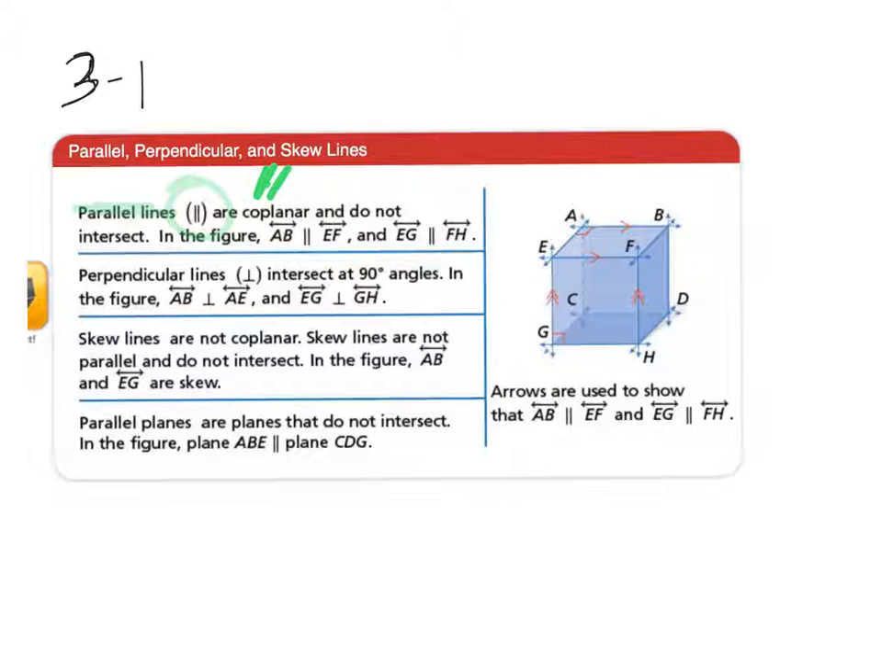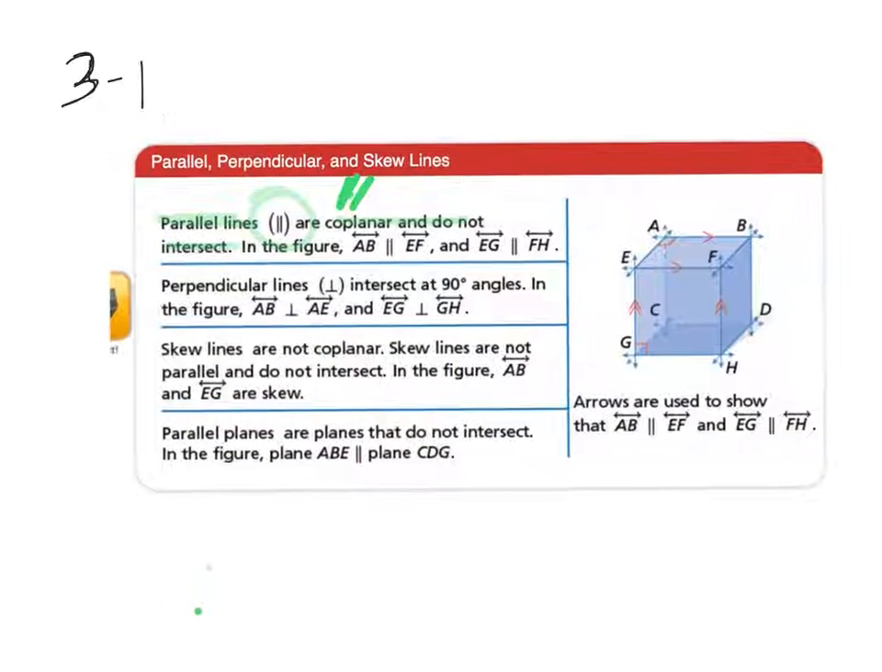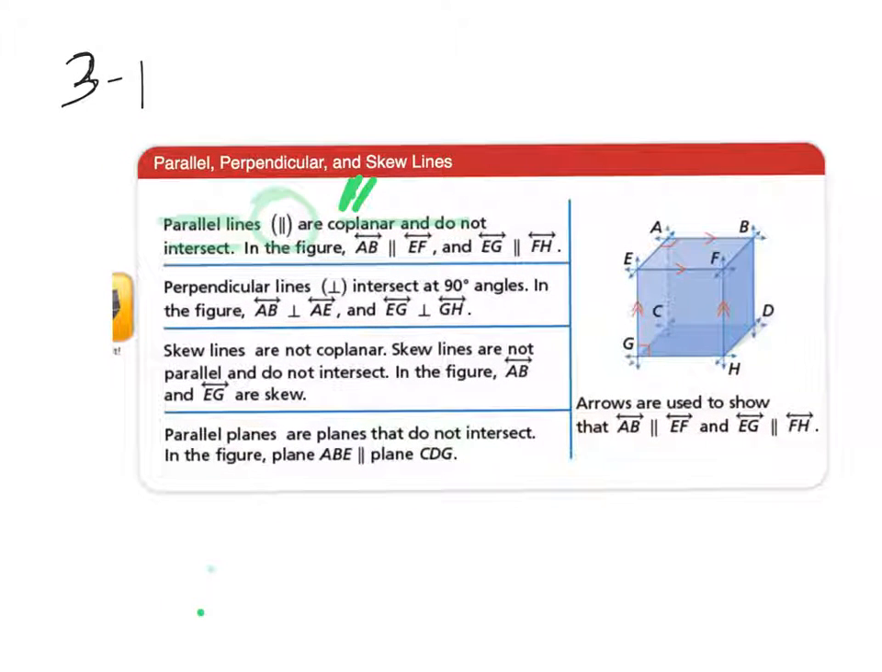So they have to be both coplanar, and do not intersect. Okay, perpendicular lines. Perpendicular lines are, they intersect at 90 degrees, so they're usually formed with a right angle box, and you can see that right here on the right there, the right angle box.